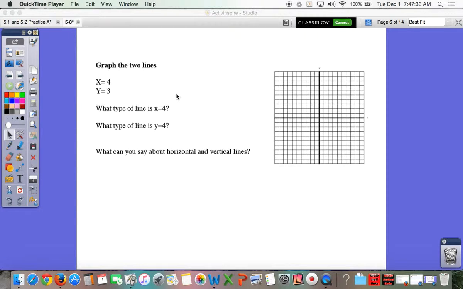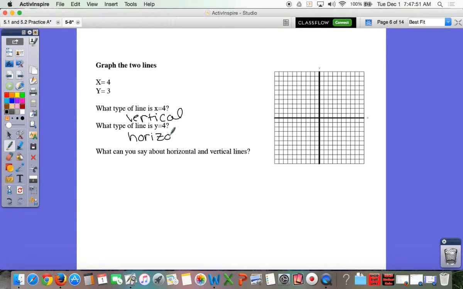Okay, we should be pretty good about graphing these two types of lines now. But before we do, let's take a look. It says, what type of line is x equals 4? Remember, it has an x-intercept, no y-intercept, so it has to be vertical. And then y equals 4 is going to be horizontal. Remember, vertical is up and down, horizontal is left and right.